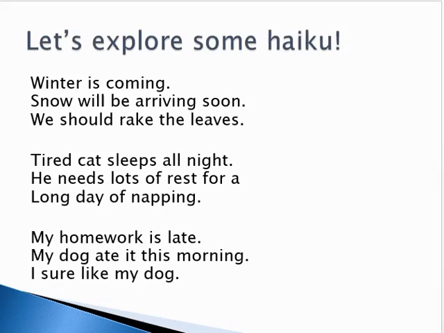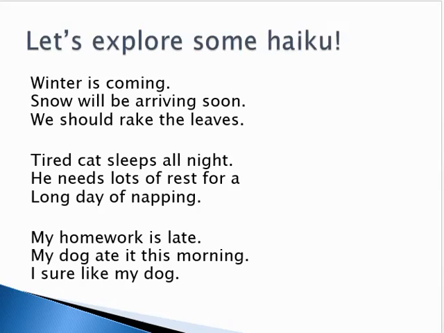So these are haikus that have been written by previous students. Each first line has 5 syllables. The second line has 7 syllables, and the third line has 5 syllables. Let's take a look. Winter is coming. Snow will be arriving soon. We should rake the leaves. Again, 5 syllables in the first line, 7 in the second, and third line has 5. Winter is coming. 5. Snow will be arriving soon. 7. We should rake the leaves. 5.